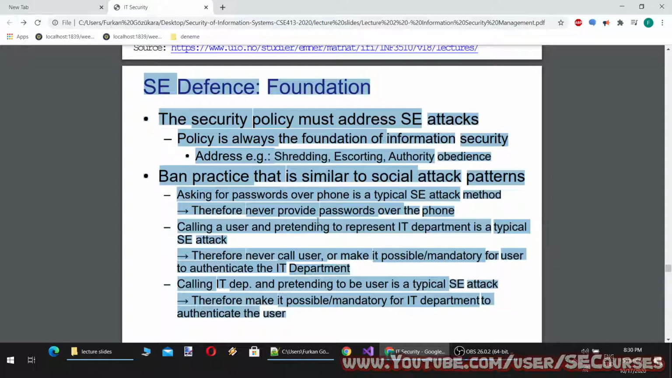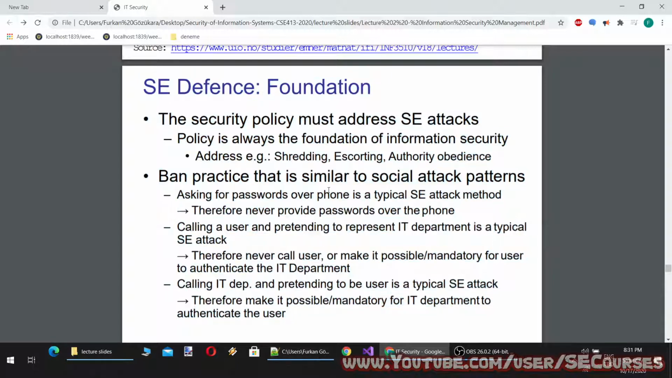Therefore, never call the user, or make it mandatory for the user to authenticate the IT department. Calling the IT department and pretending to be a user is a typical SE attack. Therefore, make it mandatory for the IT department to authenticate the user.